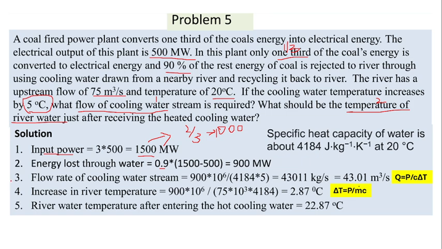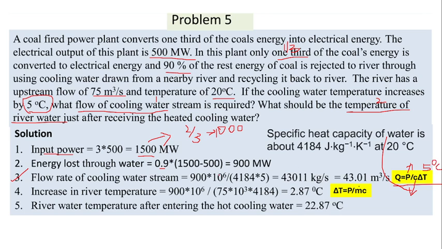Okay. Now, this is the question being asked. First question is, what flow of cooling water stream is required? So the flow rate of cooling water stream is achieved through this formula: Q is equal to P divided by C into delta T. Here P is the power. Next, C is the specific heat capacity, which is already mentioned here. Then delta T is the change in the temperature, which is only 5 degrees Celsius. That is already given in the question, right?